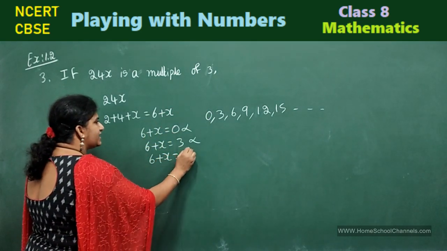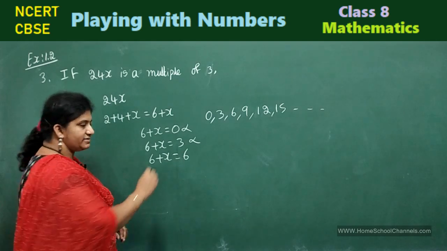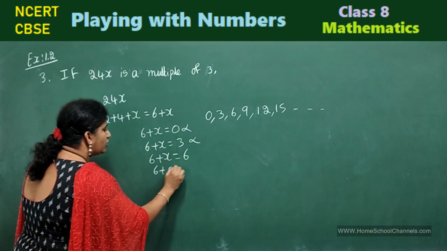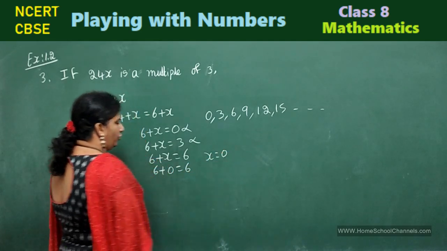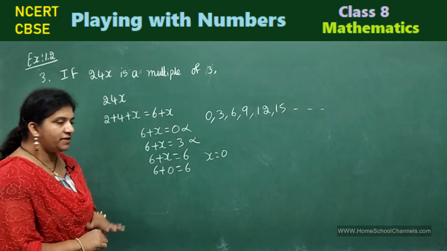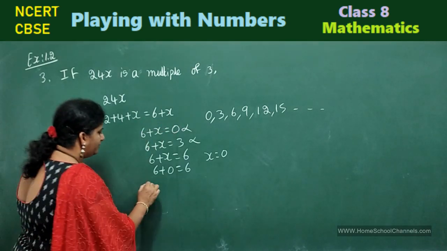6 plus x is equal to 6. Yes, 6 plus 0 equals 6. I can say x is equal to 0. But don't stop here. Let me go with the next number.